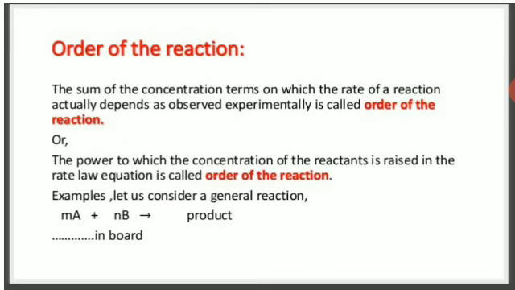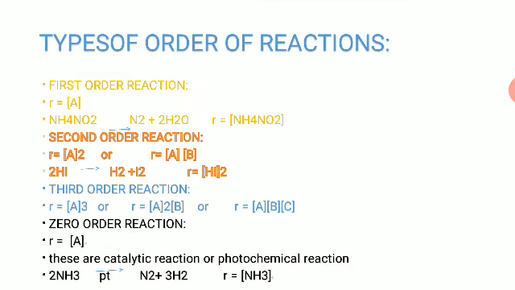So if we go for the rate of the reaction in terms of the rate law, it will become R is equal to K, molar concentration of A to the power m and molar concentration of B to the power n. So m plus n will be the order of the reaction. There are three types of order of reaction: first order, second order, third order, and also a zero order reaction.